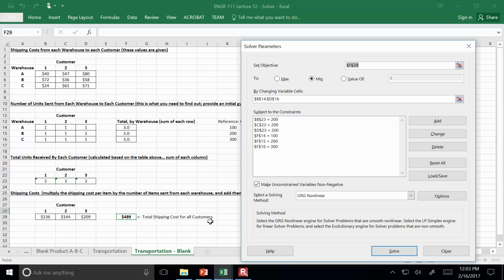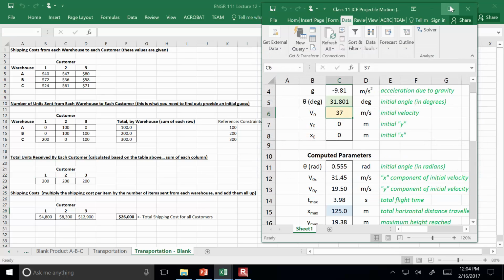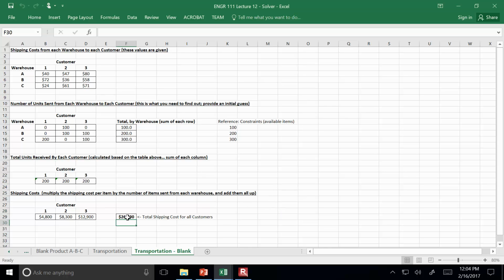The number received by each customer and the number sent out by each warehouse. We know that we're minimizing the shipping costs, and the permission to change is this range of values. And so now when I click solve, that's the right answer. It should be the 26,000 is the minimum shipping cost, and then it tells us how many should come from each warehouse to satisfy the customer requirements.